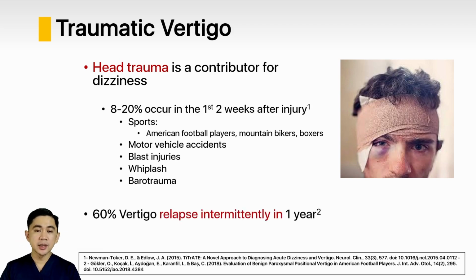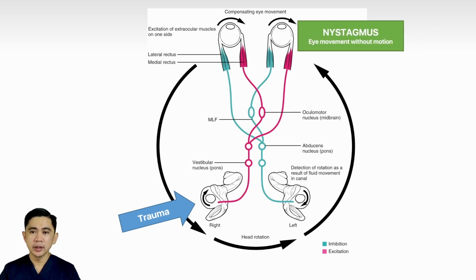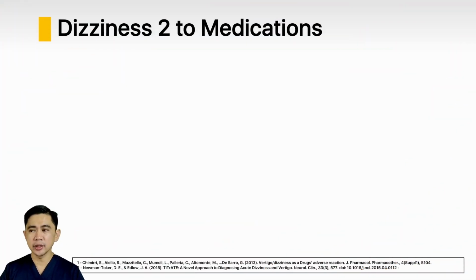60% of these patients, the vertigo will relapse intermittently in 1 year. So, whenever you have a dizziness patient, you always ask for any traumas in the last year because you might be dealing with traumatic vertigo. Traumatic vertigo is managed with symptomatic treatment. Now, going back again to this picture, if we have trauma in our membranous labyrinth, you will have nystagmus and you will have vertigo.